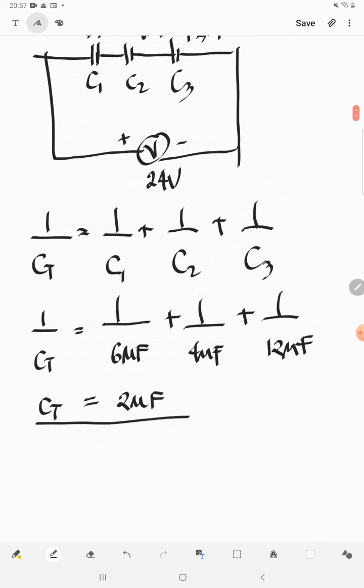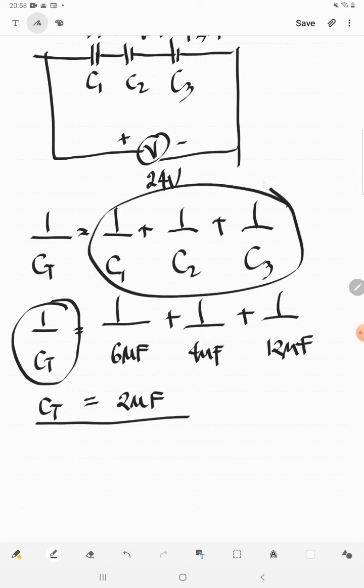You have to remember here that we have 1 by C total. It's not C total which is equal to 1 divided by C1. Whatever you get from this equation, you divide 1 by this number, because it is 1 by C total.